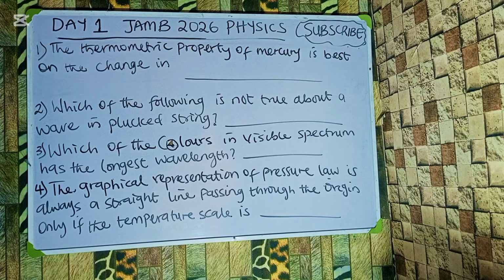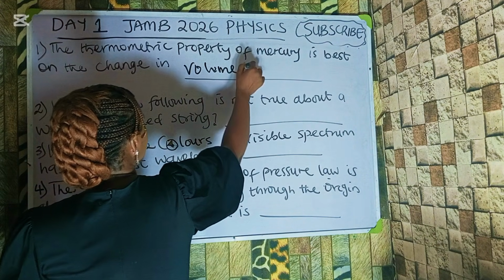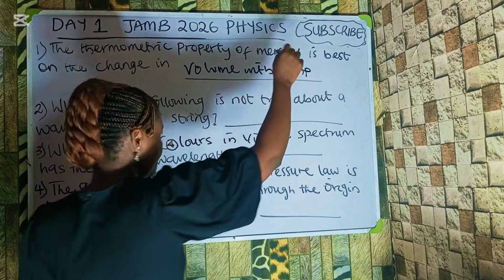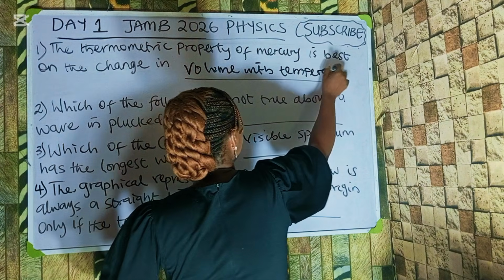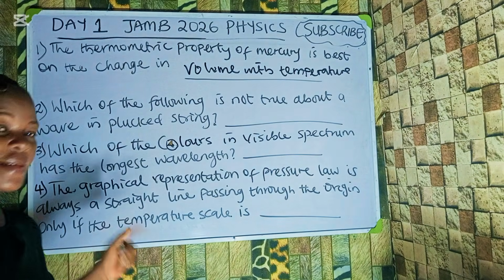Question 1. The thermometric property of mercury is based on the change in, the answer is volume with temperature. So when you see a question like that, this is how to solve it. That is the correct answer.